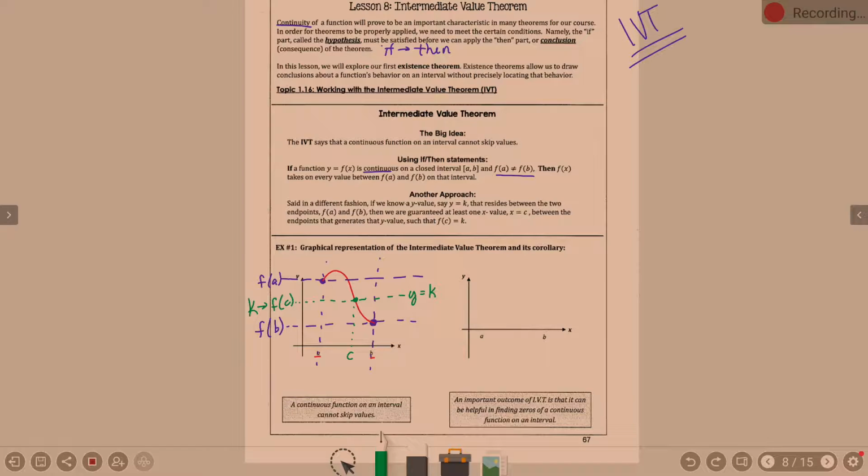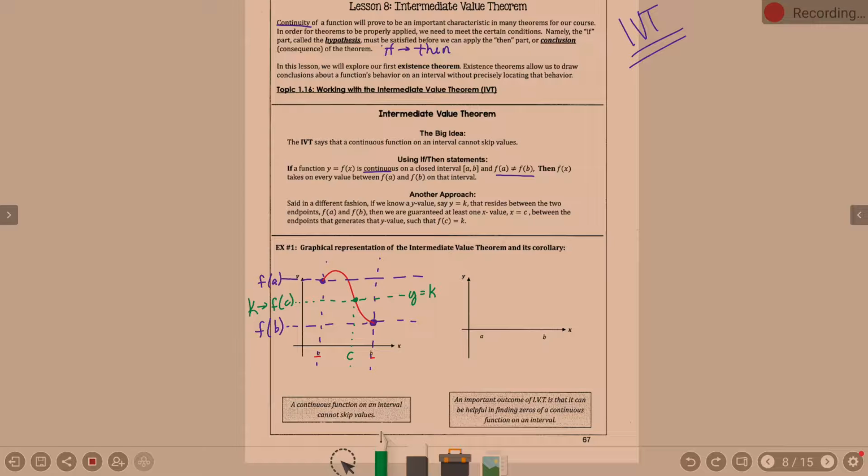If we know a y value, say y equals k, that resides between two endpoints, f of A and f of B, okay, so if k is my green, that's residing between f of A and f of B, correct? Then we are guaranteed at least one x value, x equals c, between the endpoints that generates the y value, such that f of c equals k. So basically it's saying if you have A and B, there's a value c in between them, and its y value is going to be between f of A and f of B. That's what we're saying.